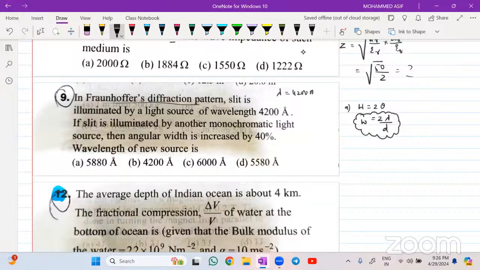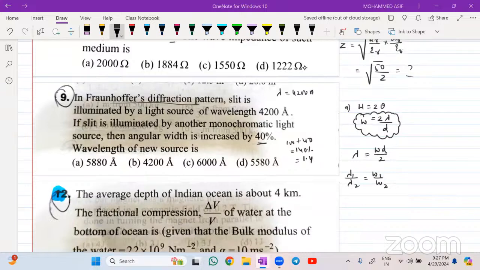Now, what is the relation between the angular width increased by 40% and the wavelength? Angular width is directly proportional to wavelength. So lambda is equal to angular width into d divided by 2. So I can write lambda 1 divided by lambda 2 is equal to W1 divided by W2. The problem says the angular width is increased by 40%. 100 plus 40 will be equal to 140%. So 140% means how much? 1.4. Clear?